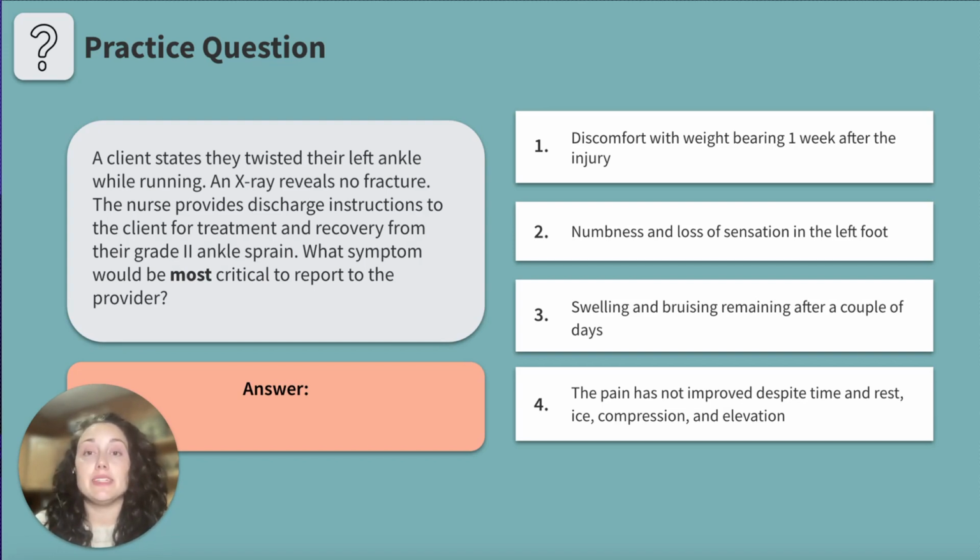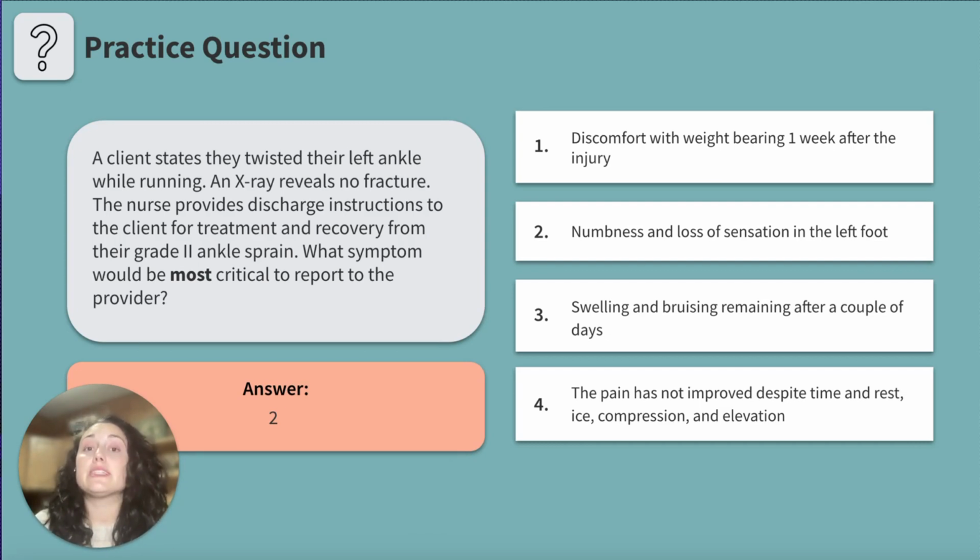Think about your ABCs, airway, breathing, circulation here. Anything stick out to you yet? Well, we know the client has an ankle sprain. So what would you be concerned about regarding sprains? If you're thinking numbness and loss of sensation, you got it. Numbness and loss of sensation could indicate neurovascular compromise, which requires further evaluation and treatment.